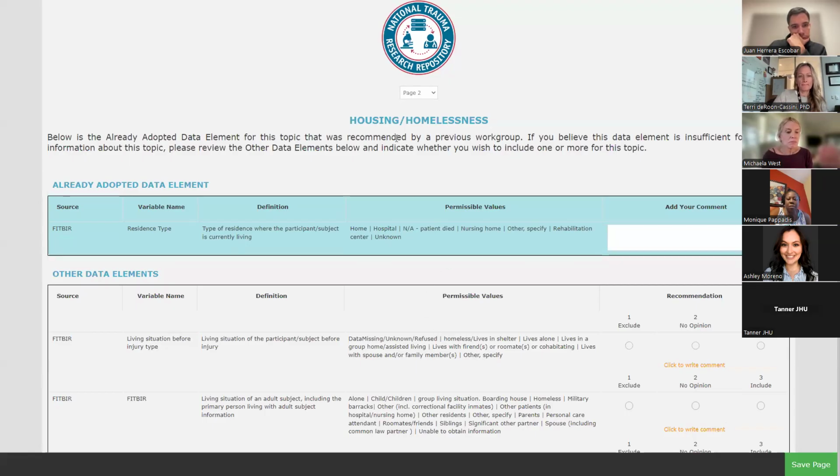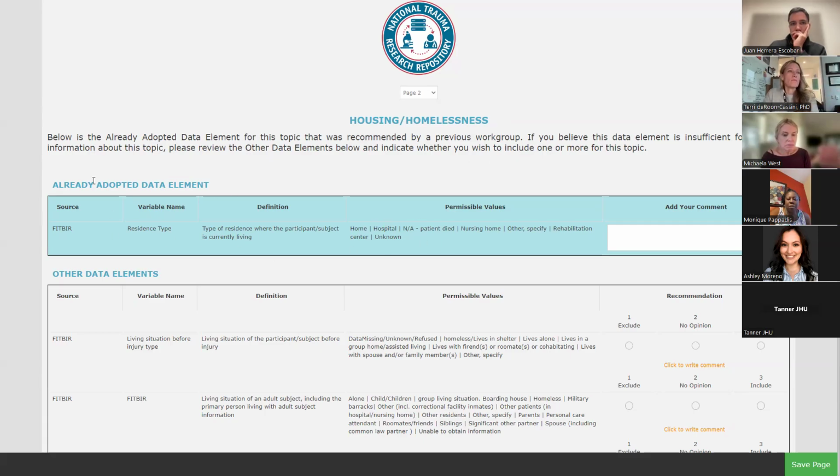At the very tippy top will be the specific topic that we're looking at. So in this case, housing or homelessness. There's a very brief descriptor here of instructions. So below is the already adopted data element for this topic that was recommended by a previous work group. So that's right here. There's already been an element that has to do in some way with housing. So I want to make sure that that's provided to you all.